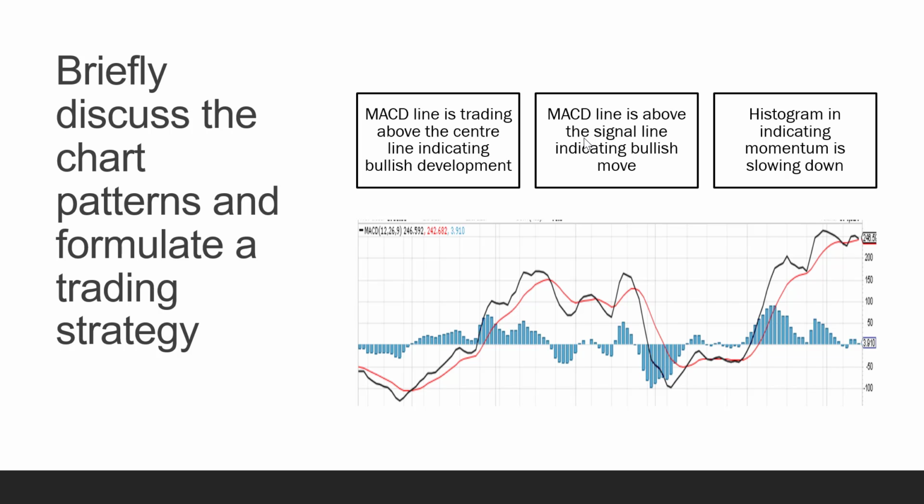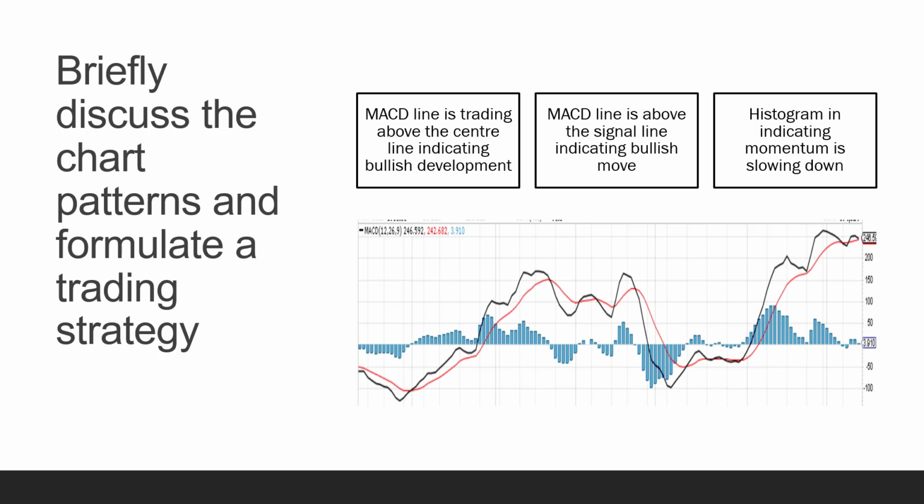Next box. Udit. Yes, sir. MACD line is above the signal line indicating bullish move. So even the MACD line is above the signal line. The red line is called the signal line. So the MACD line is above the signal line, and MACD line is above the center line. So both are telling you that the Maruti is in bullish mode. Read that last one.